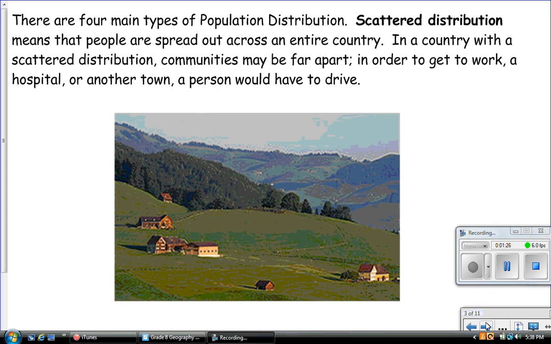There are four main types of population distribution. Scattered distribution means that people are spread out across an entire country. In a country with a scattered distribution, communities may be far apart. In order to get to work, a hospital, or another town, a person would have to drive.